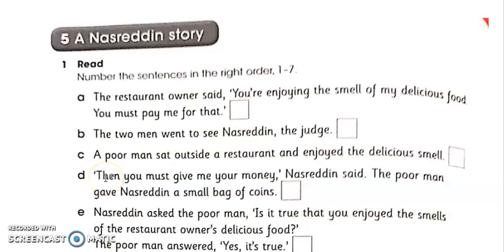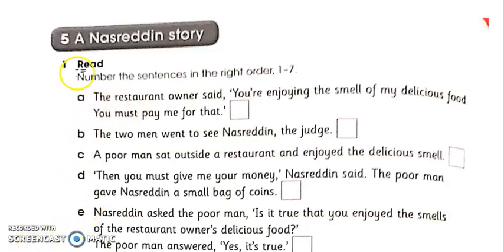Keeping in view the previous lesson in the Learner's Book, A Nasreddin Story, we are going to solve activities in the activity book. For this you need your Learner's Book too. So keep your Learner's Book with you and open page 98 in your Learner's Book as well as page 84 in your activity book.